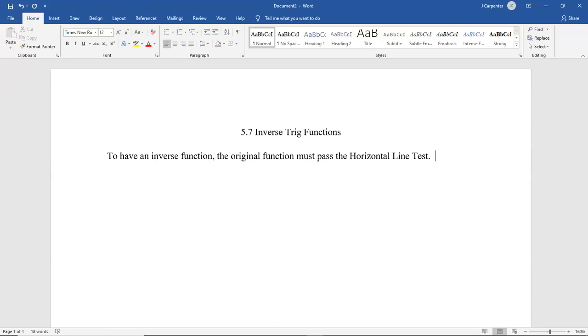All right, so horizontal line test means you can draw a line anywhere and it goes through the function only once at most. Once at most. So 0 is okay, once is okay, but not 2.